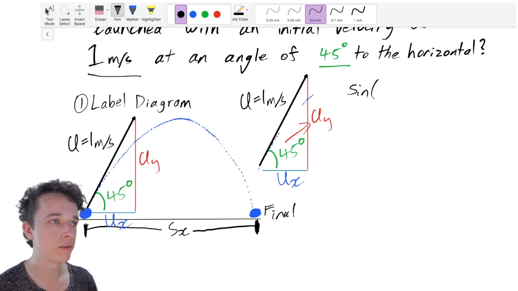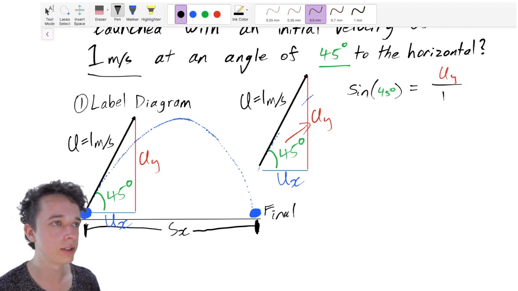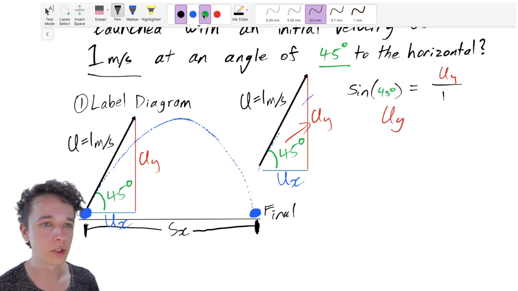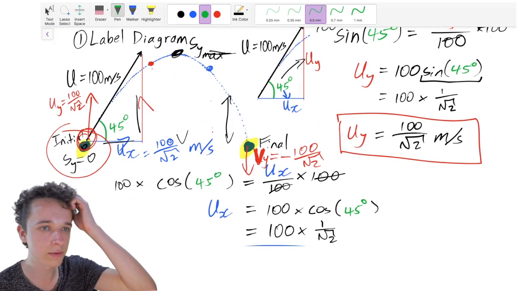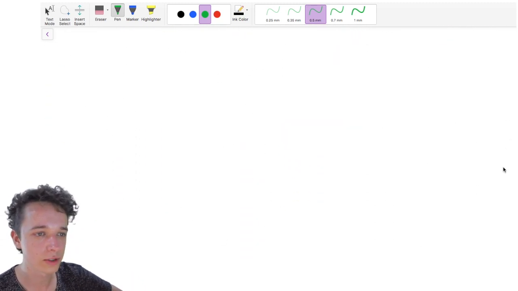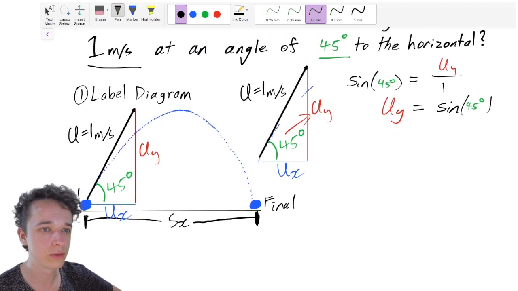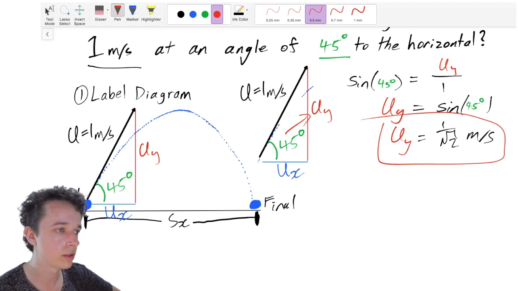So sine of 45 degrees is equal to opposite over hypotenuse. And because this is 1, this is very simple. Multiply both sides by 1, and you'll cancel out that 1, and then you'll get u of y is equal to sine 45. And I think we had sine 45 previously. Yes, we did, and sine 45 was equal to 1 over root 2, and so was cos 45. So u of y is equal to 1 over root 2 meters per second. Why am I writing it like that? Clearly tired. Okay, 1 over root 2 meters per second.